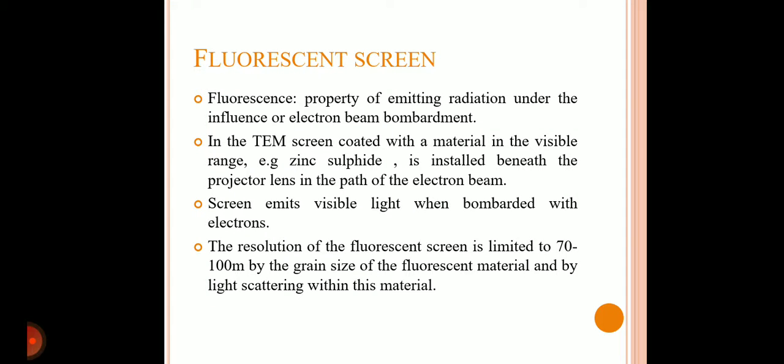Next is the fluorescent screen. Fluorescence is the property of emitting radiation under the influence of electromagnetic or electron beam bombardment. In the TEM, a screen coated with a material that emits in the visible range, zinc sulfide, is installed beneath the projector lenses in the path of the electron beam. The screen emits visible light when bombarded with electrons. The resolution of the fluorescent screen is limited to 70 to 100 nanometers by the grain size of the fluorescent material and by scattering within the material.